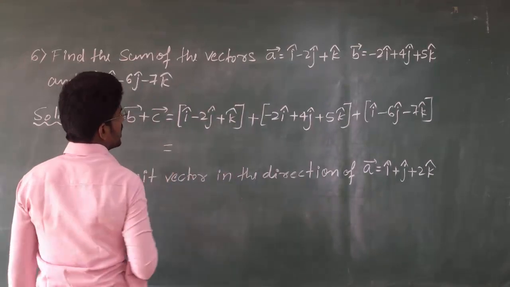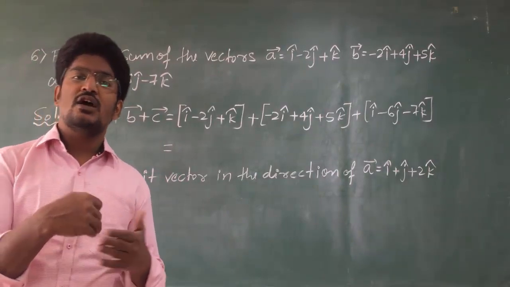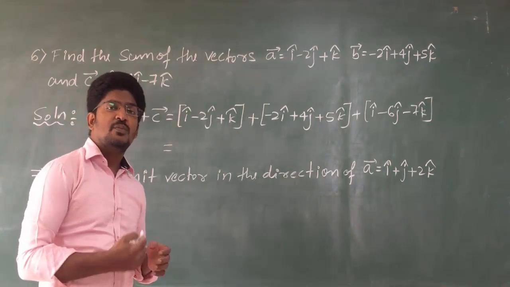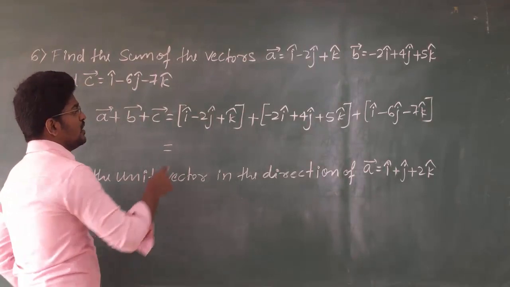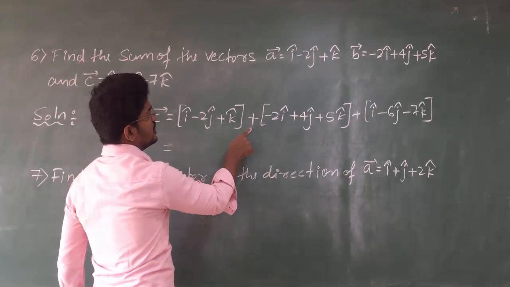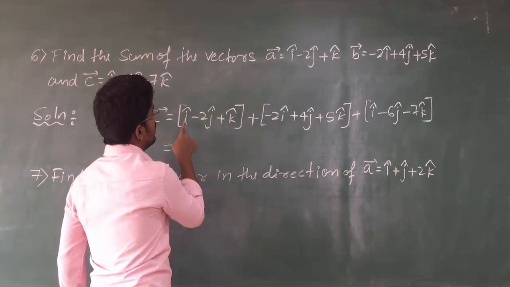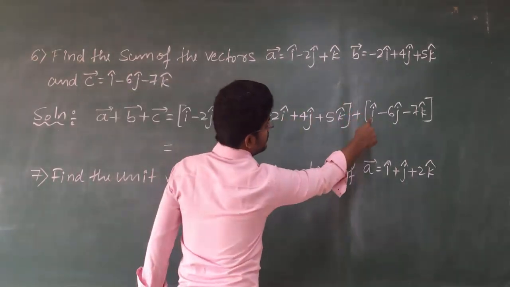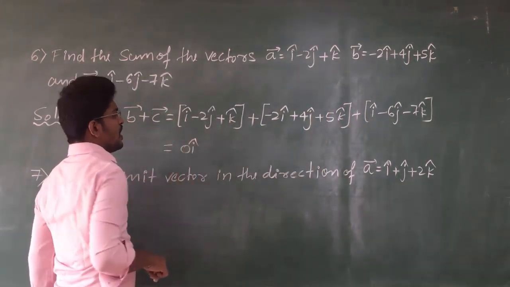So now this is going to be equal to, whenever you are adding or subtracting, you have to add the components of i with i, the components of j cap with j cap, and the components of k cap with k cap. Clear? So here you have i cap, here you have minus 2i cap, and here i cap. So i cap minus 2i cap will be minus i cap, and this plus i cap will be 0. So that means 0 i cap.